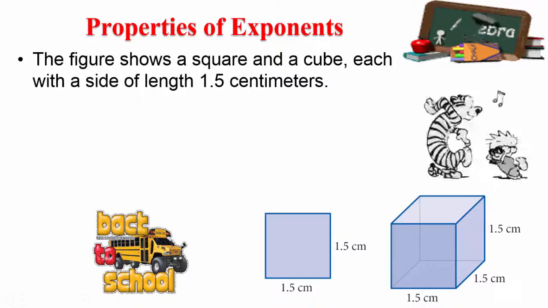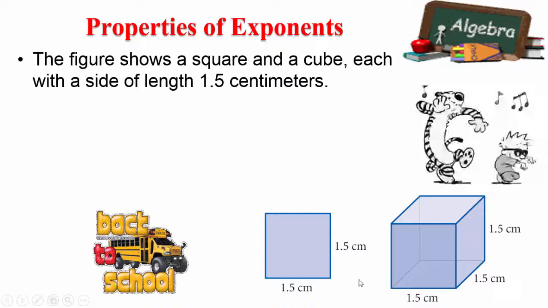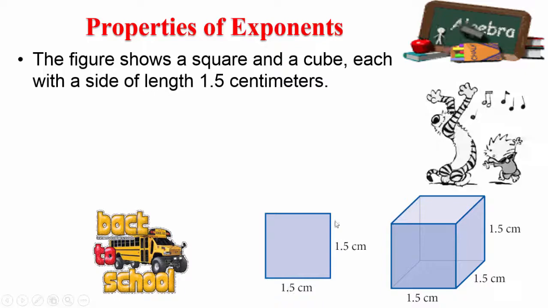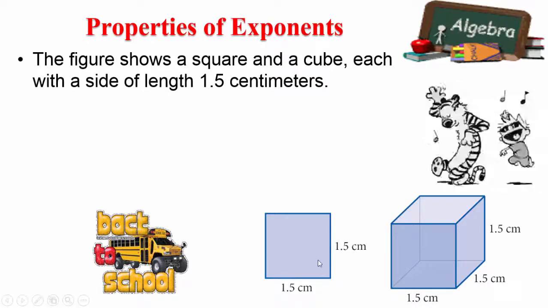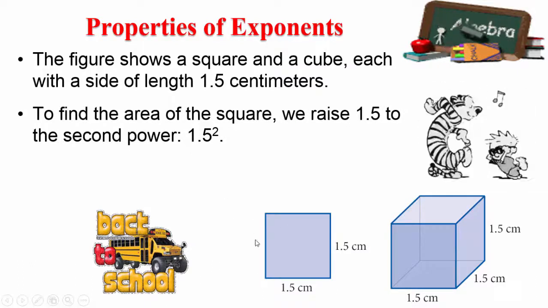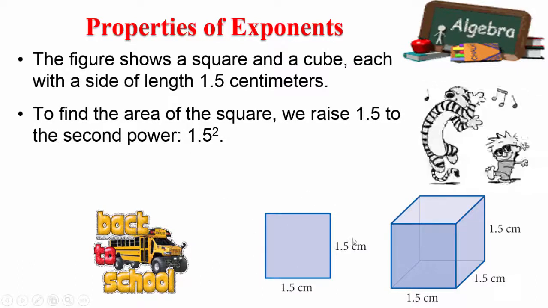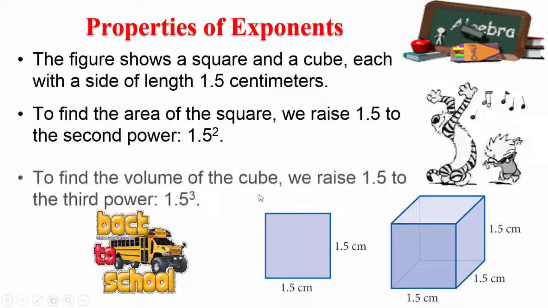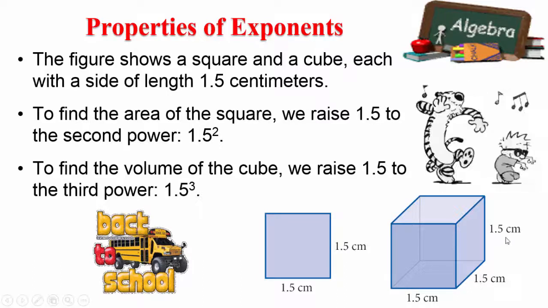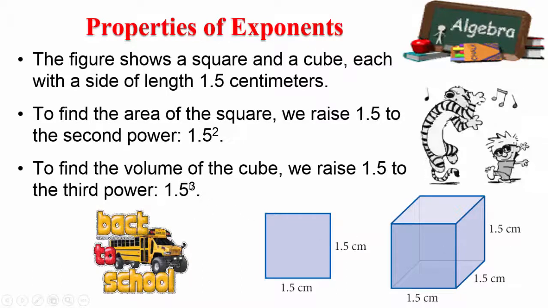So let's look at the properties of exponents. The figure here shows a square and a cube. Each of these sides is 1.5 centimeters. So for the square, the area of the square is 1.5 squared, which means it's to the second power. Whereas the volume of the cube is 1.5 times 1.5 times 1.5, which means it's to the third power, or cubed.